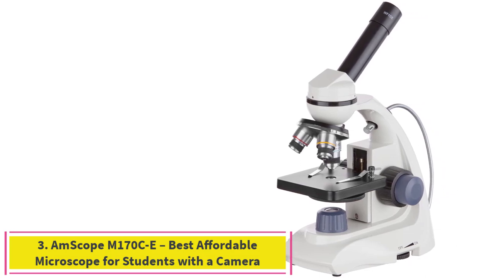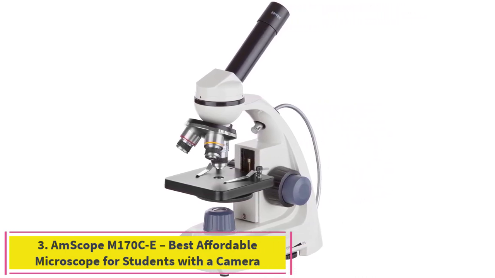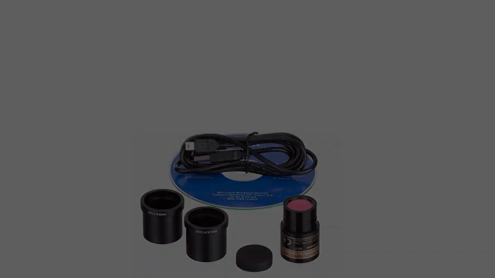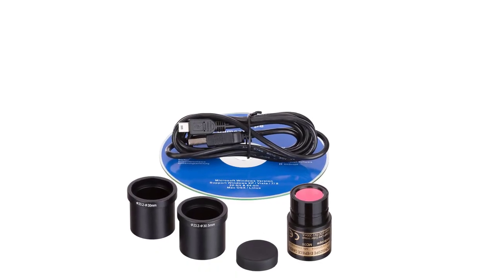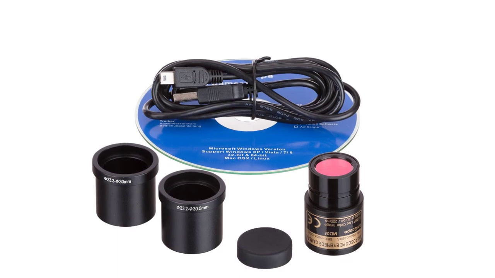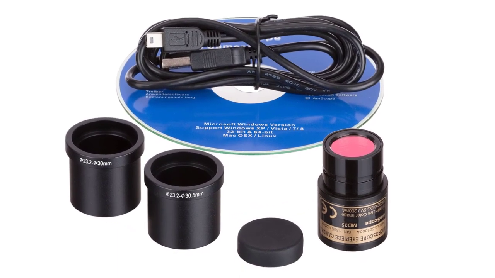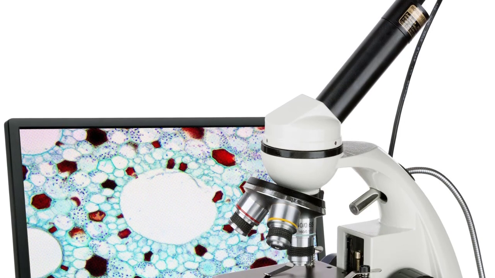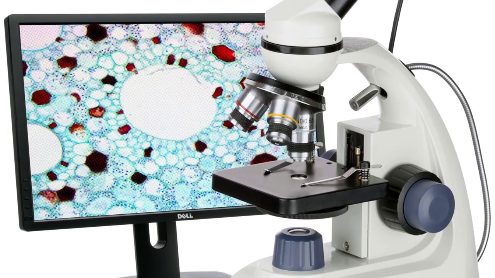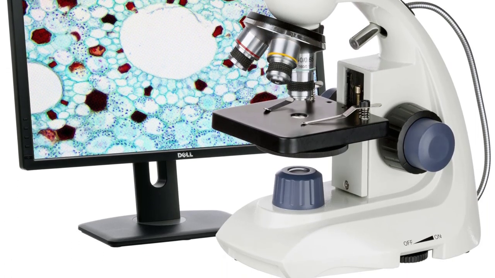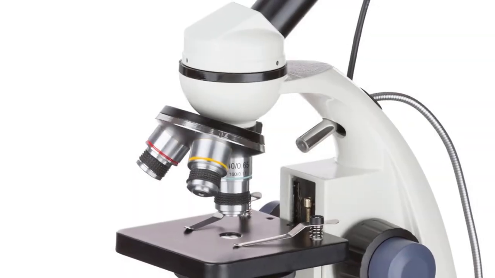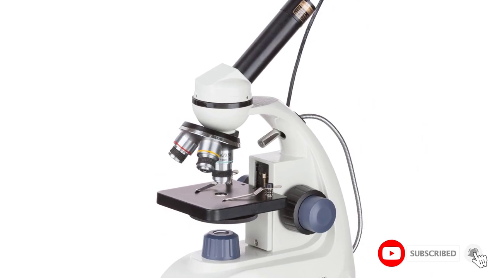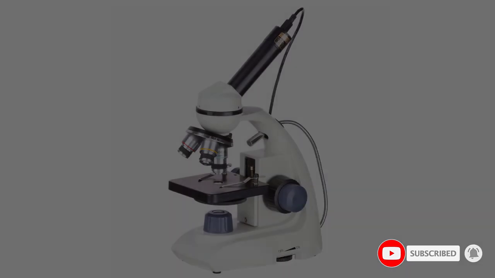Number 3. AmScope M170CE, best affordable microscope for students with a camera. Magnification, 40x, 1000x. Power, compound monocular. Eyepieces, WF10X, WF25X. Objective lenses, achromatic 4X, 10X, 40X. Illumination, LED understage lighting with Abbe condenser, free gooseneck LED light.